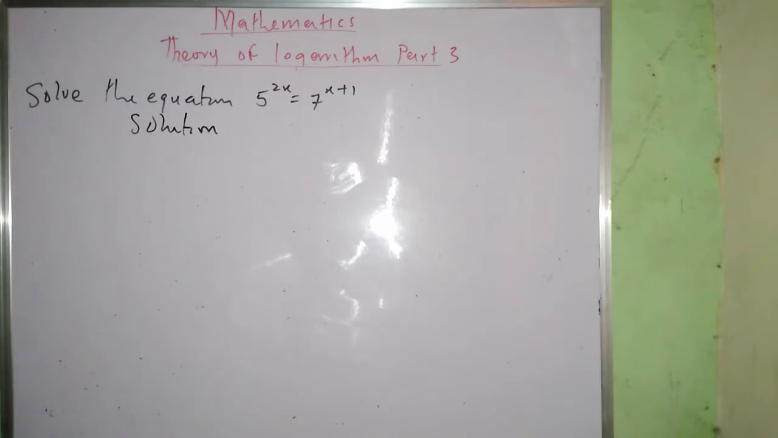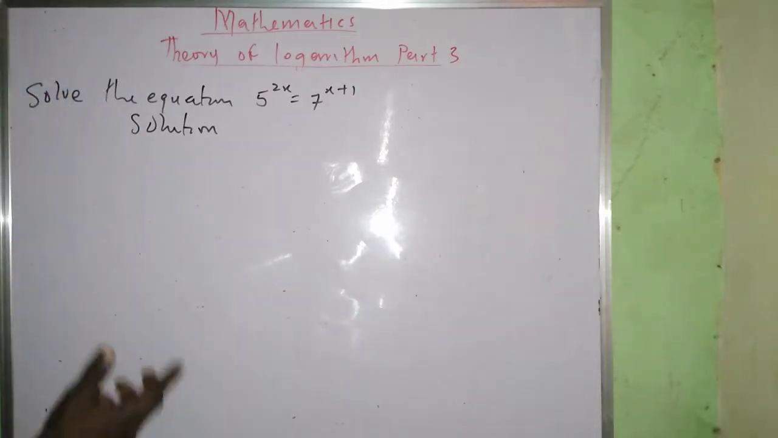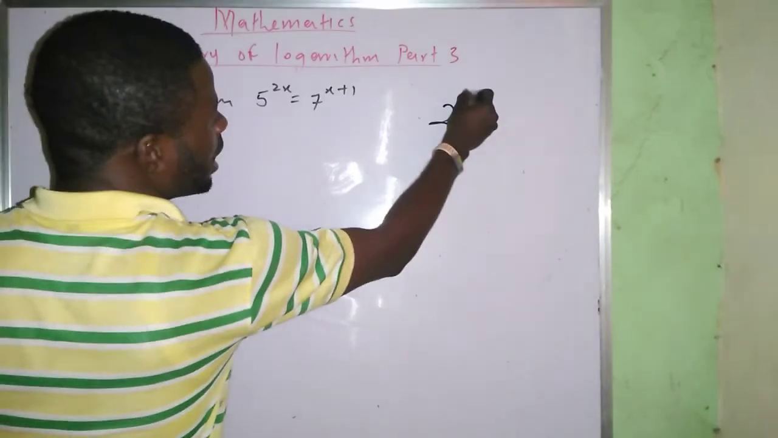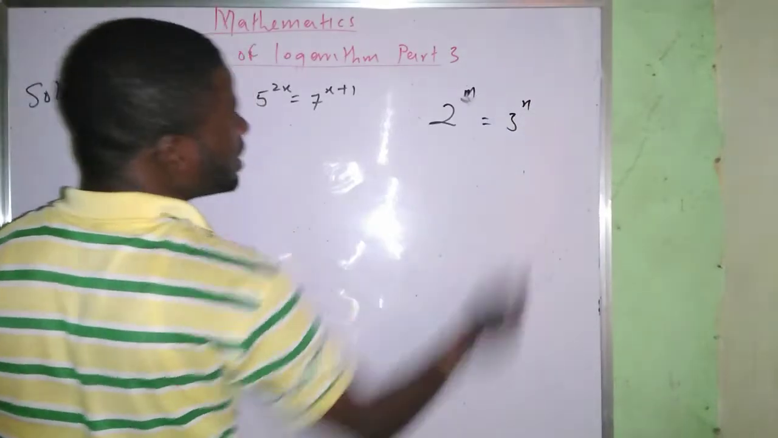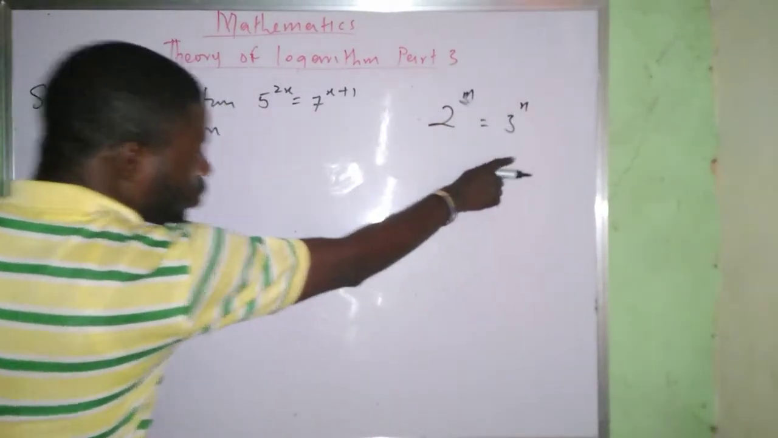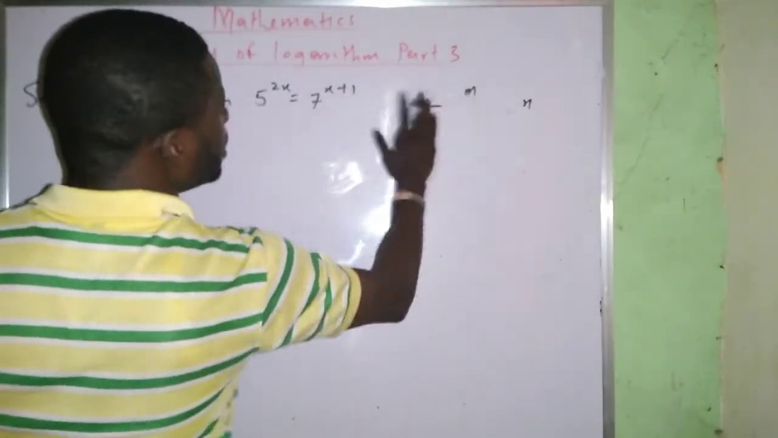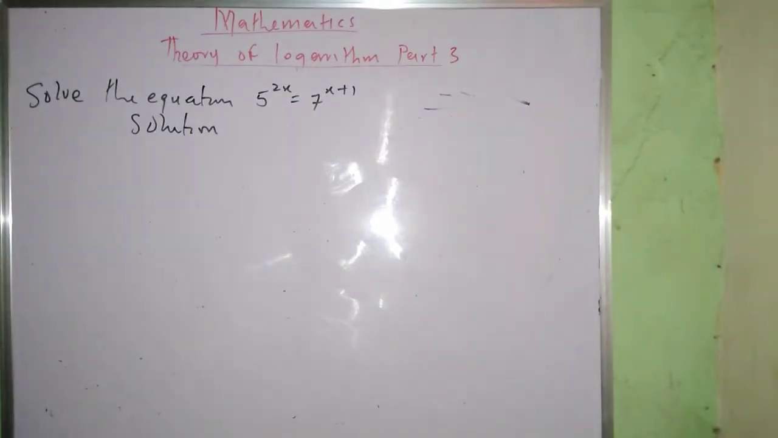There's no way I can solve this problem with the help of indices. There's one of our videos, law of indices. It was established there, in law 3, that if I have 2 raised to power m equals 3 raised to power n, since the powers are not equal and the bases are not equal, there's no way we can do it. We run to logarithm. That is what happens here. Go and view it under indices.